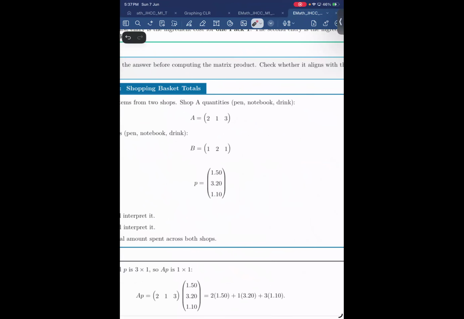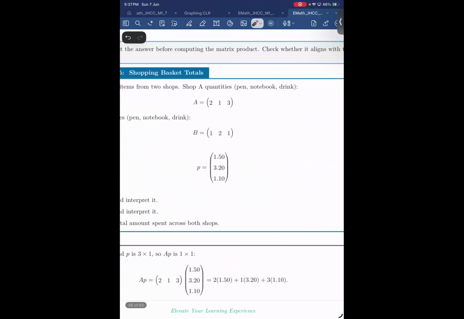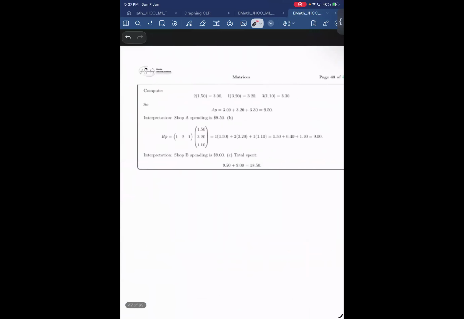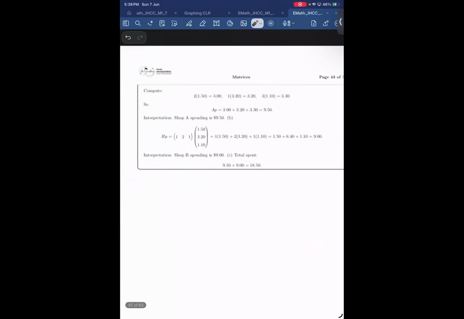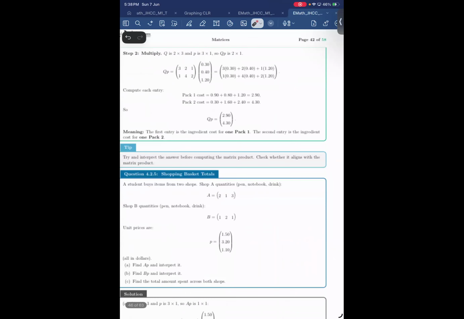Okay. Part A, find AP and interpret it. AP is 1 by 3 and P is 3 by 1, so AP is 1 by 1. If it's a 1 by 1, you don't really need to write the bracket. Technically, you do need to write it, but I guess if you omit it, it's fine. So AP will be equal to 950.